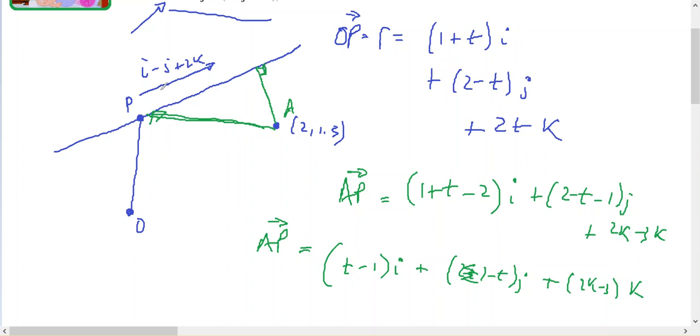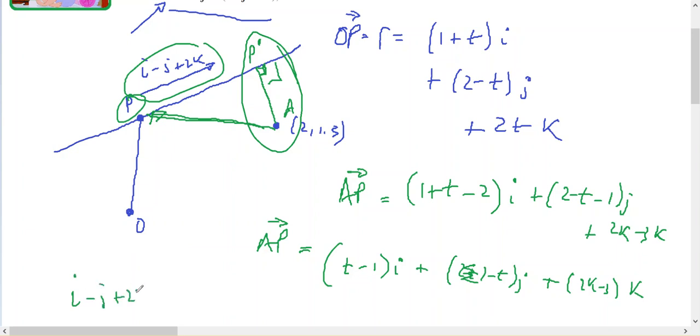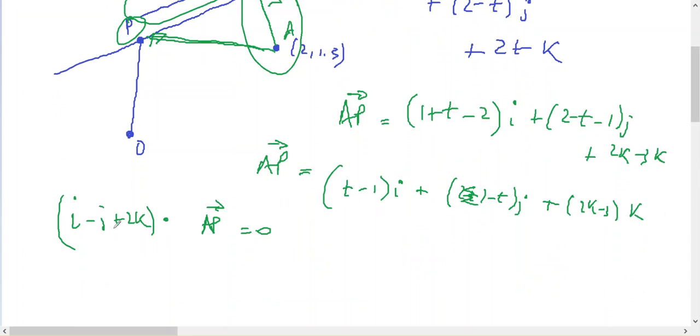I'd like to find out when point P is in this position here so that this distance is the shortest possible distance. And that will happen when this vector and this vector are at right angles to each other. Therefore, (i minus j plus 2k) dot AP equals 0. So 1 times this is (t minus 1), minus 1 times this, which is (1 minus t), plus 2 times this, which is (2t minus 3), has to equal 0.